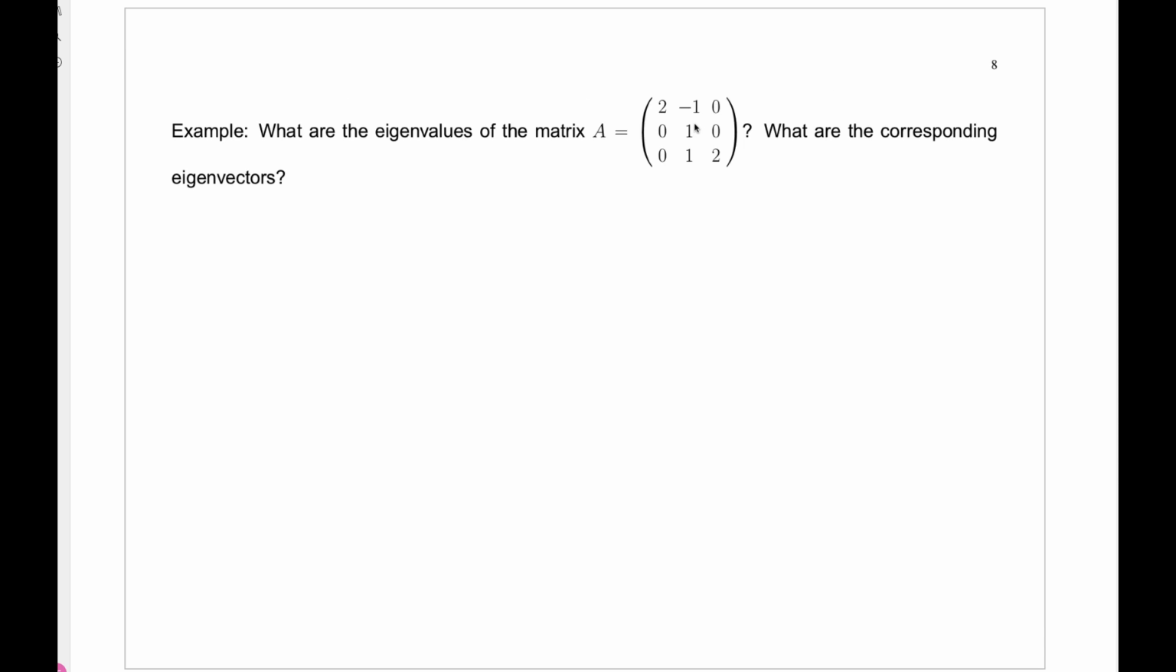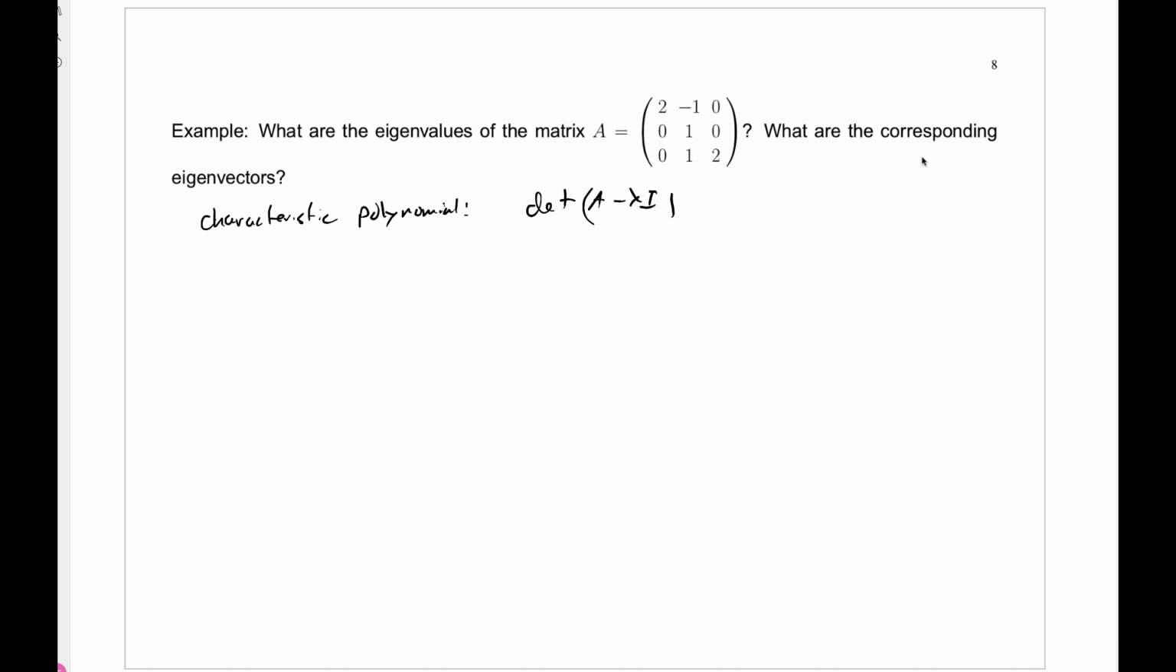Let's see an example here. Can we find what are the eigenvalues of this matrix A? And then we could ask the question, what are the corresponding eigenvectors? Well, let's start with the eigenvalues. To find the eigenvalues, we want to look at the characteristic polynomial. The characteristic polynomial is this determinant of A minus lambda I.